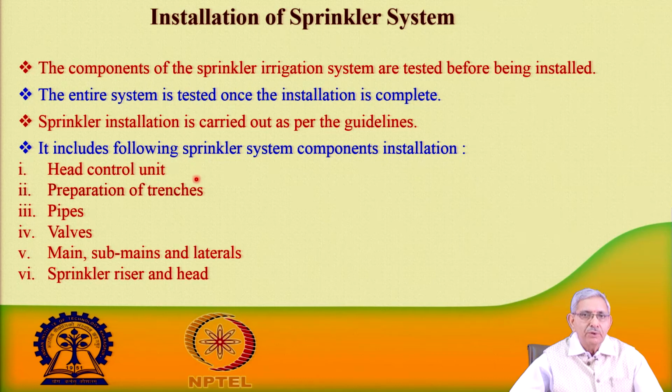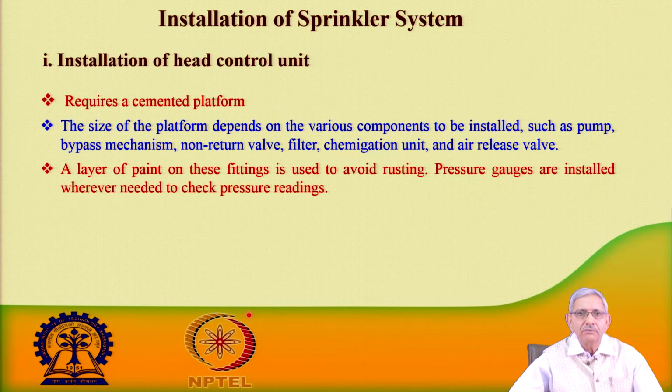So, when we are talking about the installation part, it consists of the head control unit. It means making the trenches, fitting the pipes in the trenches, attaching valves, main pipeline, sub-main pipeline, laterals, and attaching sprinkler heads. All these are part of the installation, and one should do the installation looking at the field. Let us try to understand these installations.